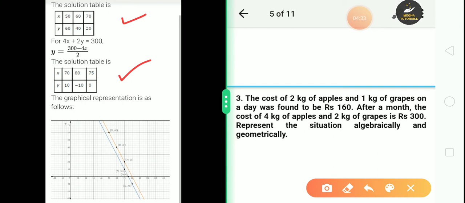Okay, now in the first question we got intersecting lines, in the second question we got coincident lines, and in the third question we got parallel lines. So it means that intersecting lines mean there is only one solution, coincident lines mean there are infinite solutions, and parallel lines mean there is no solution. So we are going to see this concept in detail in the next topics.